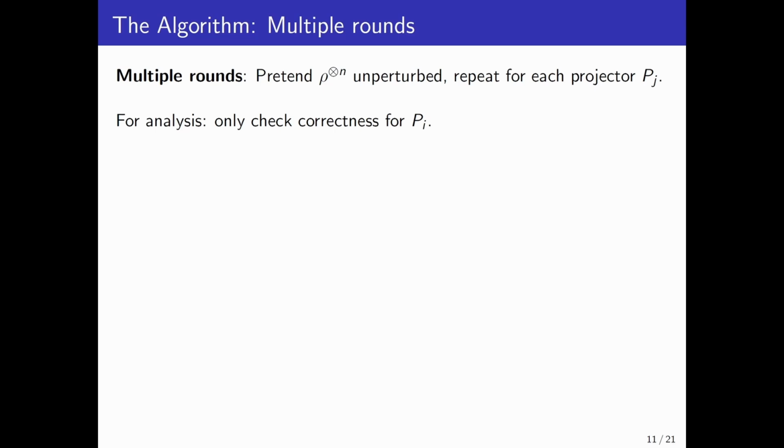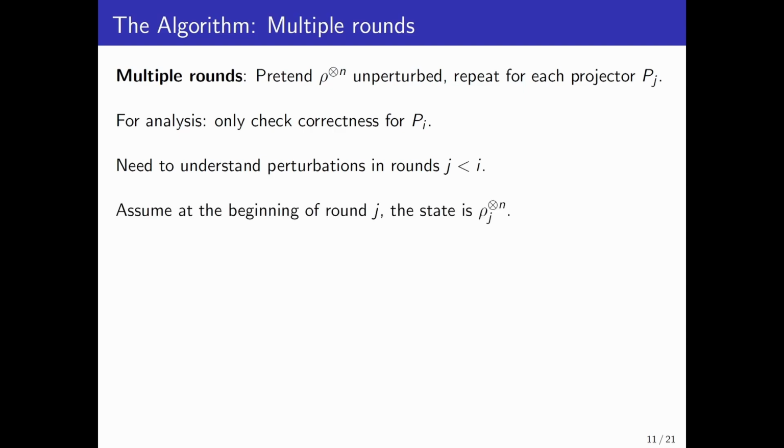Note that we analyze the correctness of the algorithm one estimate at a time. For now, fix any pi whose expectation estimate we verify to be correct. This estimate will come from the measurements in the ith round, so we can ignore all rounds after the ith round. Furthermore, we now have to see how exactly our copies of rho got perturbed in each round j before i. Also, assume that at the beginning of each round j, the state we have is n copies of some quantum state rho j. We'll see later that this assumption is not entirely baseless.